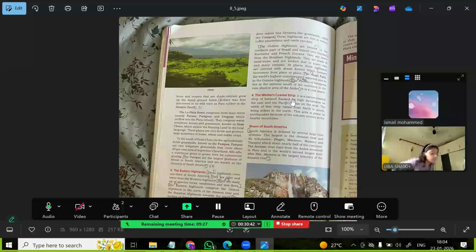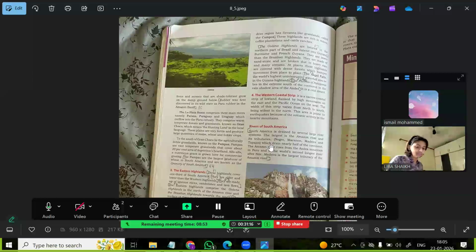Then you have the west coastal strip. This is also important. It is a narrow strip of land flanked by high mountains on the east and the Pacific Ocean on the west. The width of the strip varies from north to south, being widest in the north. The area is prone to earthquakes because of volcanic activities and nearby mountains. So, what is the west coastal strip? A narrow strip of land between high mountains in the east and the Pacific Ocean in the west.